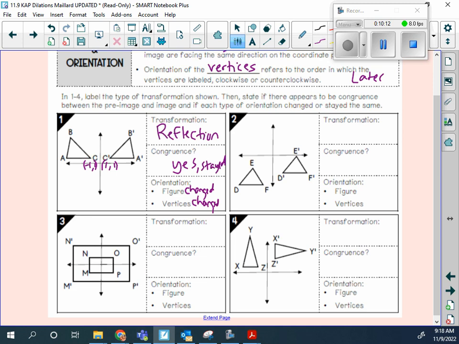Okay, so let's look at number 2. It went from here to here. What is it? It's a translation. Did it keep its congruence? Yes. It stayed the same. Okay. Did the orientation change? No. So I would say that this stayed the same.